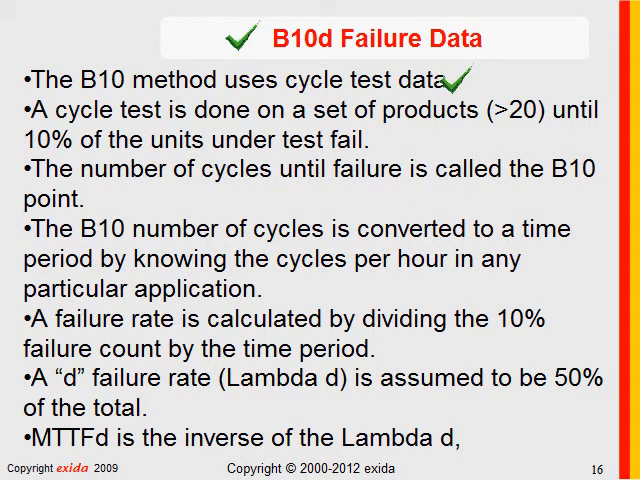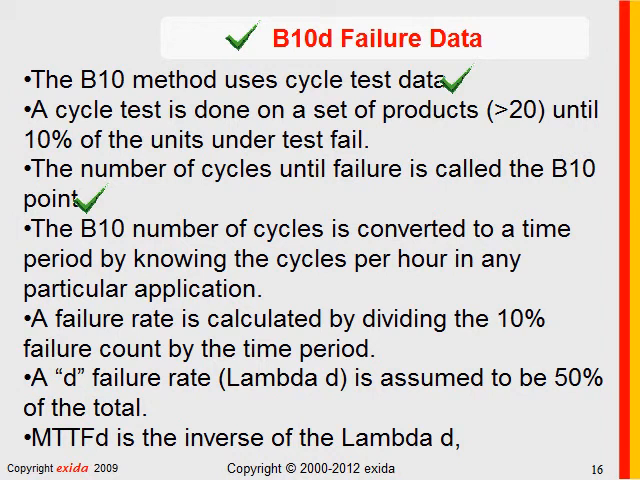Anyway, the test is run until 10% of the units fail. If 20 units were on test, for example, as soon as the second one fails, you stop the test. You have some kind of a cycle counter, which counts the number of cycles until the 10% failure point, and that's called the B10 point. So we have a number. It's a number in terms of cycles.